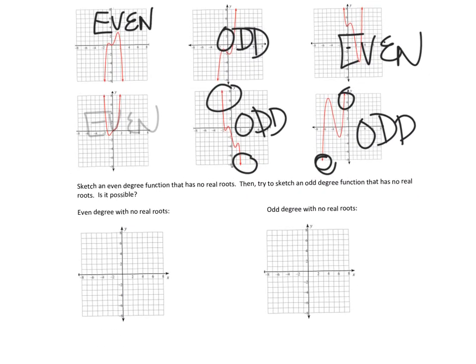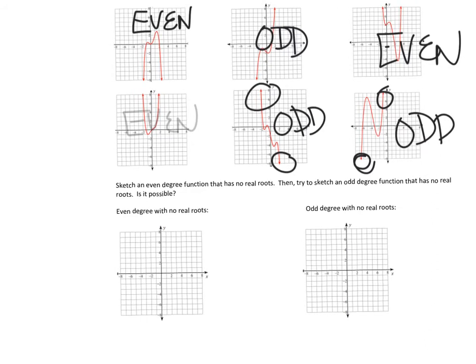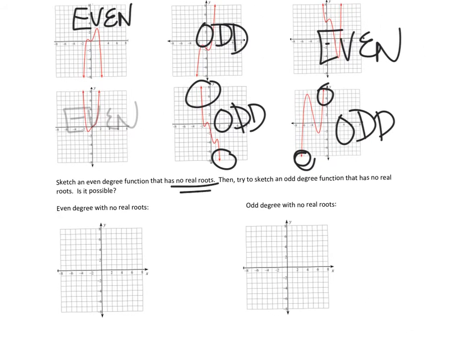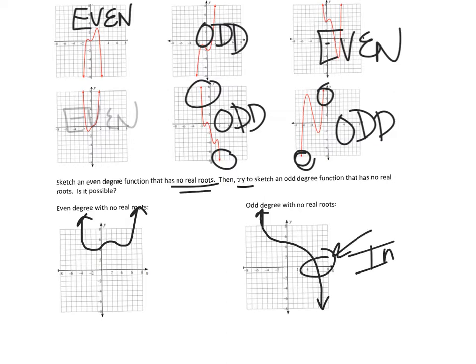Okay, next part. Sketch an even degree function that has no real roots. So it has to have the same end behavior and not cross the x-axis. So here is an even function and it doesn't cross the x-axis. That's my example. Then try to sketch an odd degree function that has no real roots. If you're starting at positive infinity, how do you end at negative infinity without crossing the x-axis? This is impossible. So that's telling us that if it's an odd degree function, it has to have at least one real root.